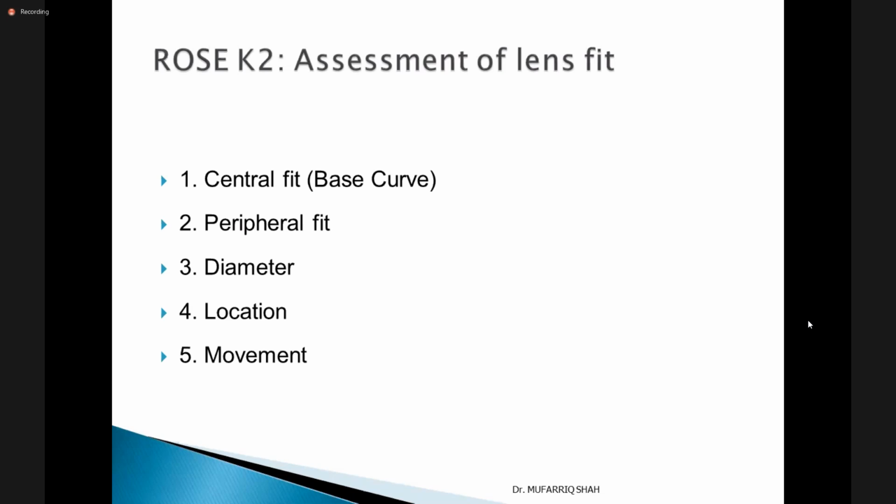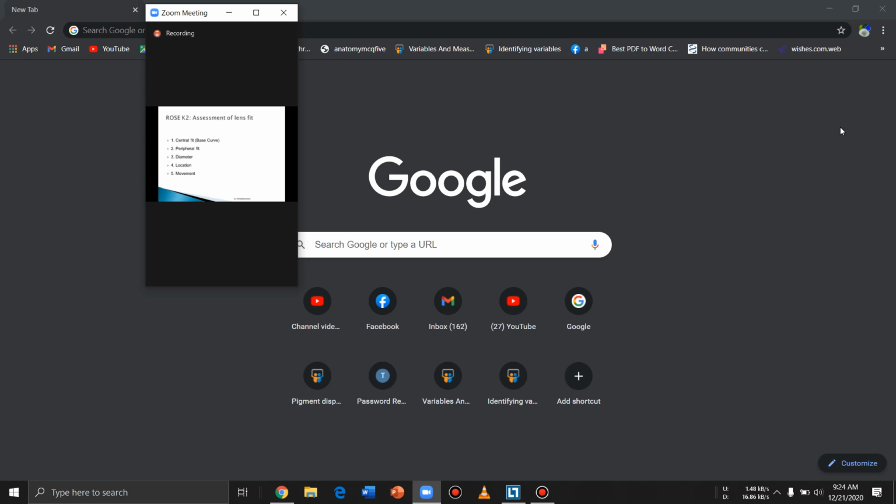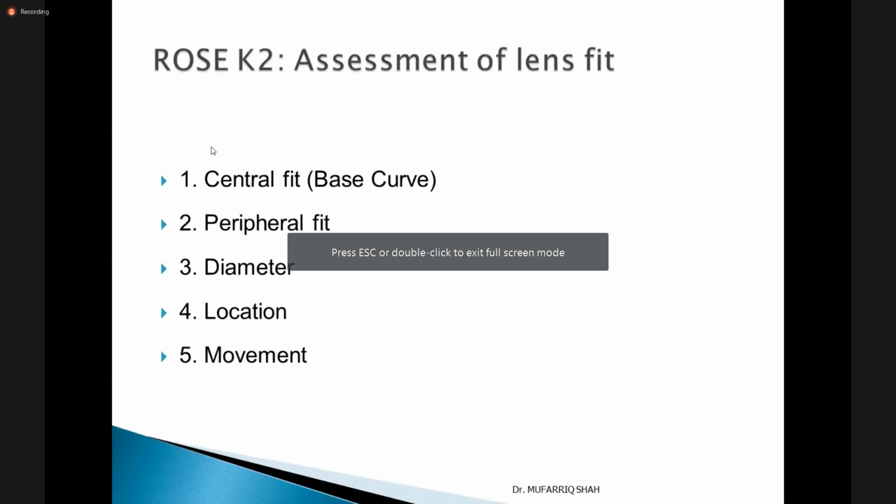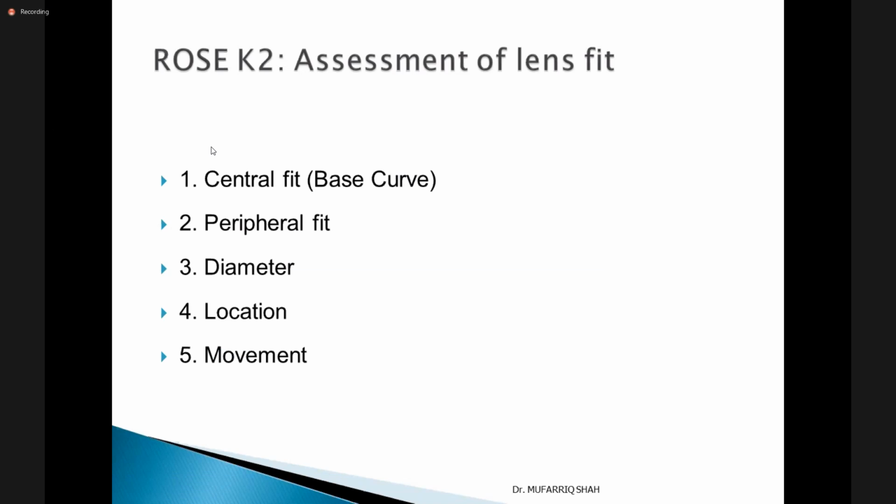and you tell the patient, okay, you go and walk for an hour, and after that you want to assess. Or if a patient is already wearing RGP lenses, someone else has prescribed them, then how will you proceed for the assessment of the lens fit? Either the lens fit is okay or not. So first, you will go for the central fit, the base curve. Second, the peripheral fit. Third, the diameter. Fourth, the location. And fifth, the movement.